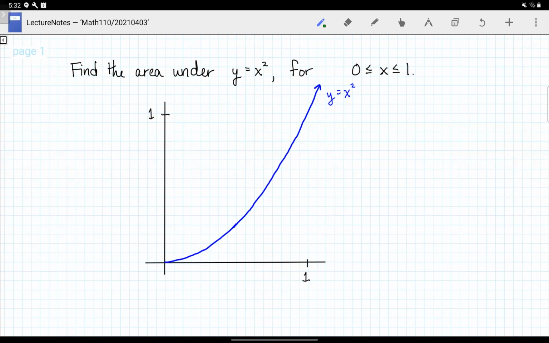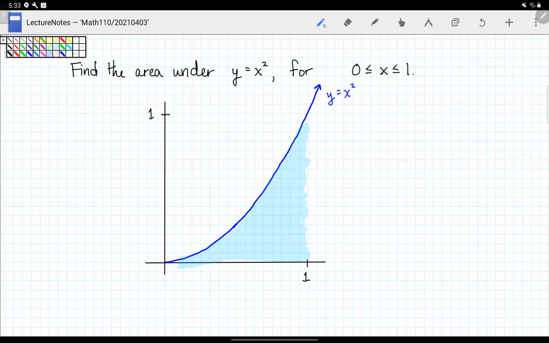Okay, so we're going to look at ways to calculate the area under the curve for y equals x squared for x ranging from 0 to 1. When I'm talking about the area under the curve, I'm talking about the area between the curve and the x-axis. So this area here.